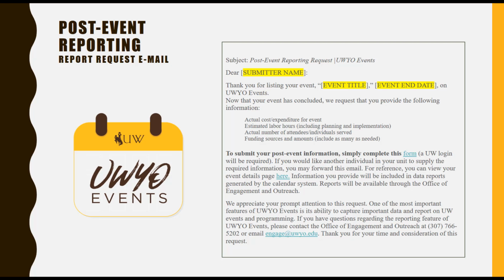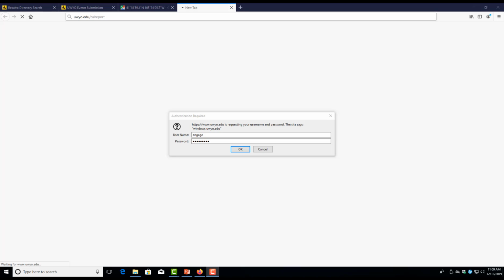After an event concludes, the submitter will receive an email requesting the post-event report. The email will look something like this. The email reminder will contain the name of your event, the submitter's information, the event end date, and links to the form page where you can select the form that will allow you to submit your post-event report, and also a link to the event details page for your event. Click on the form link, and this will take you to the landing page for the post-event reporting process, where you can then select the form.